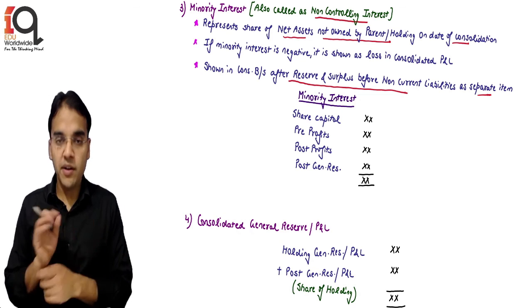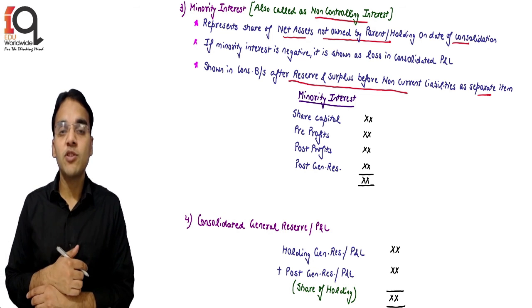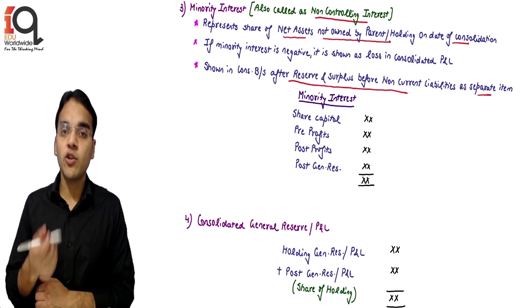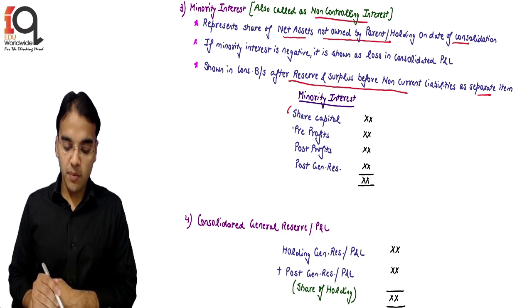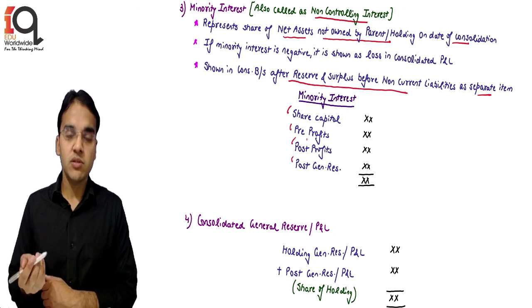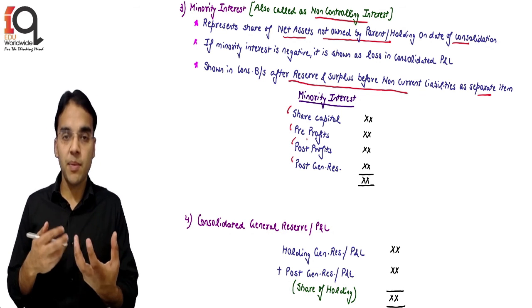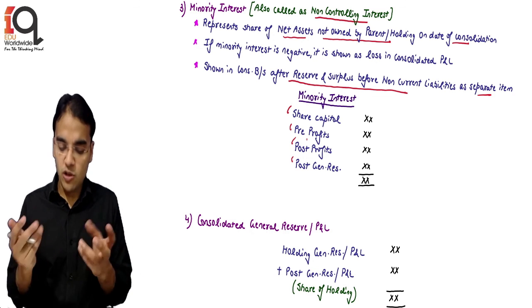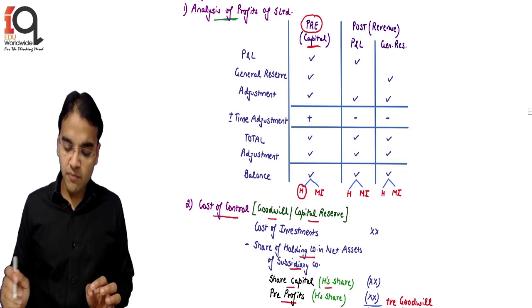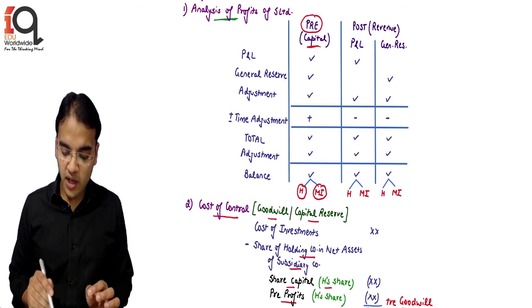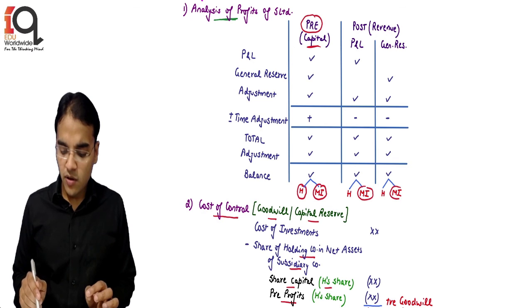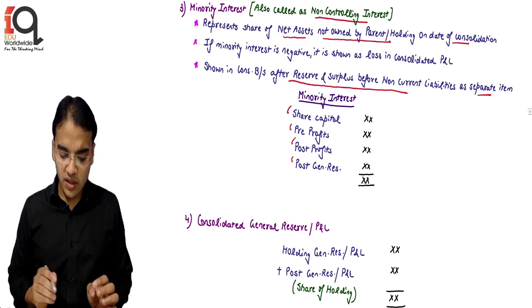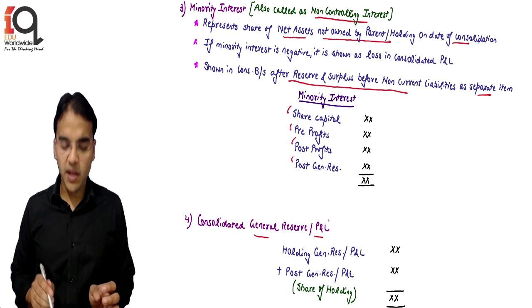Okay, so minority interest will be, let's say in our example it was 20% of everything, of the net assets, you can say, on the date of consolidation. Or what you will do, 20% share capital, 20% pre-profits, post-profits, or post if there is a general reserve as well. If there is a P&L separately and reserve and general reserve separately, so 20% of each and every reserve and surplus. So we have to do the same. So that is the thing here, which is minority interest, 20% of each and everything basically will be transferred to what? Minority interest.